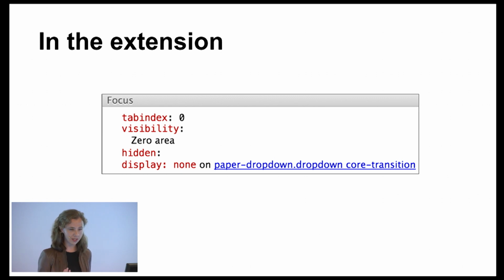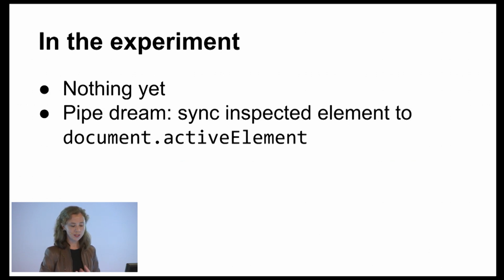And then you can also hide things from the accessibility tree, so it'll tell you if you've done that as well. As I said, in the experiment, I haven't implemented anything yet. One thing I think would be cool is if we can have a toggle to sync the inspected element in DevTools to document.activeElement, so you can actually watch focus move through the page in the inspector. I think that would be awesome.